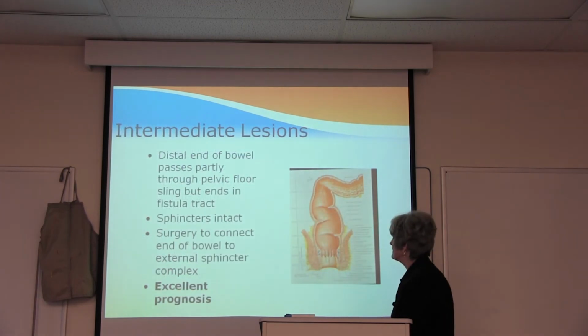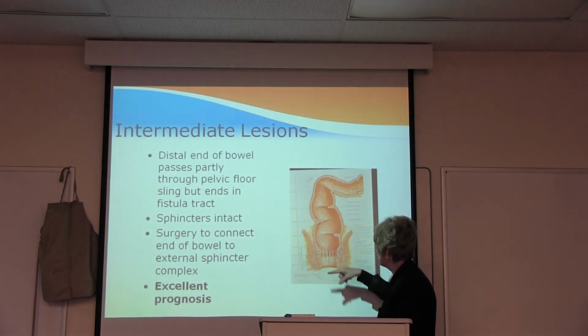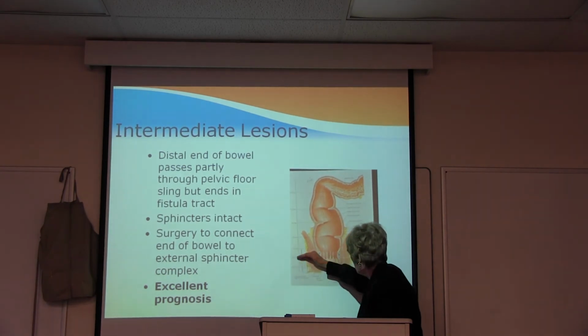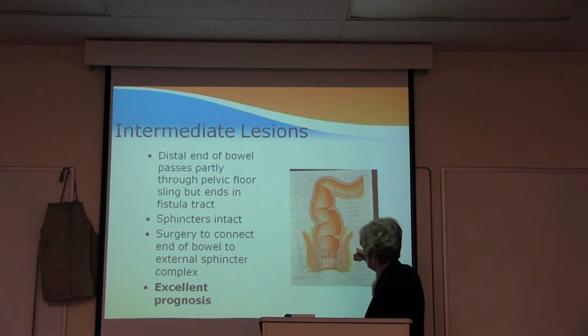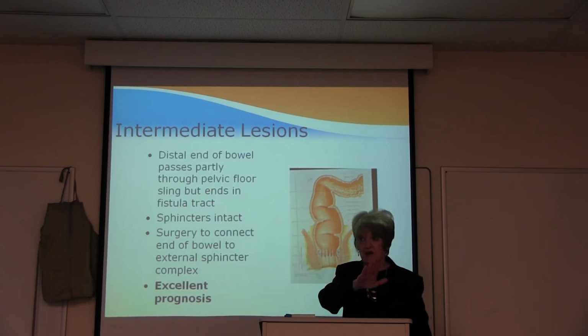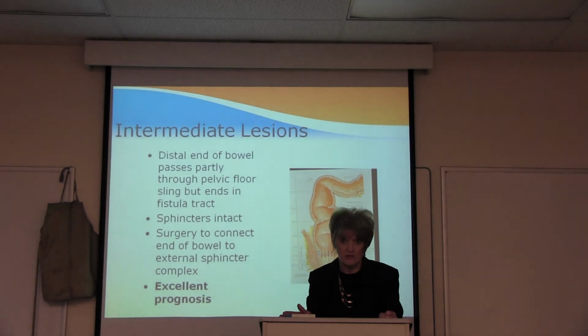What about intermediate lesions? Well, intermediate lesions, again, the distal end of the bowel formed, the rectum formed, and it passes at least part way through this pelvic sling. So your pelvic floor has this very thick muscle known as the levator ani. It's the muscle that surrounds the anal opening, and that gives us great control.